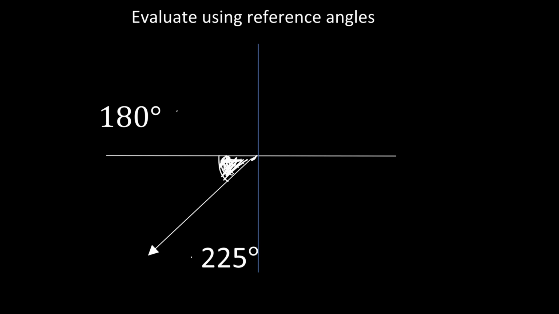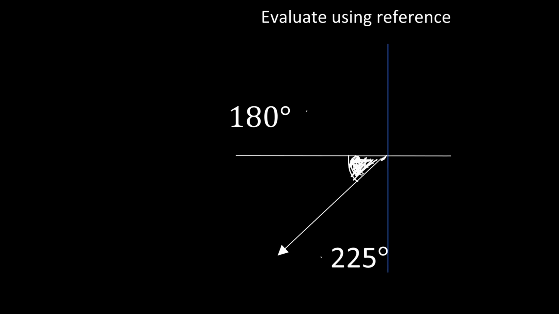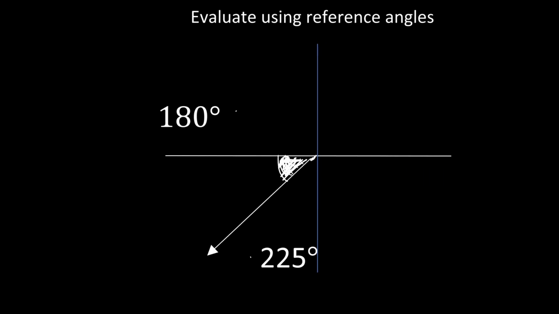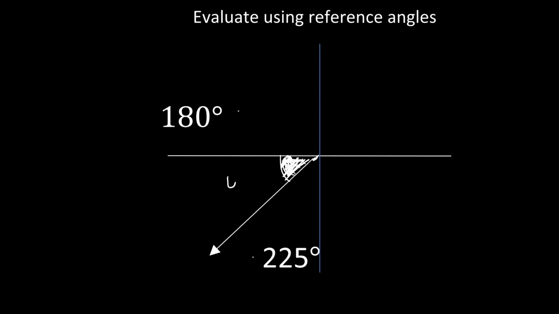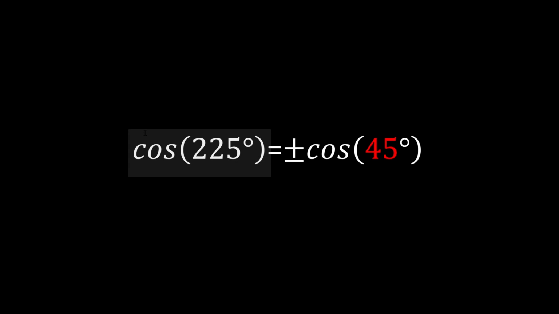Okay, so let's go ahead. Let's subtract 225 and 180 and we get 45 degrees. So this means that our reference angle, this angle right here, is 45 degrees. So what does this mean for us? This means that cosine of 225 degrees is equal to plus or minus cosine of 45 degrees. Now we don't really know if it's plus or minus yet, but we will in 2 seconds.